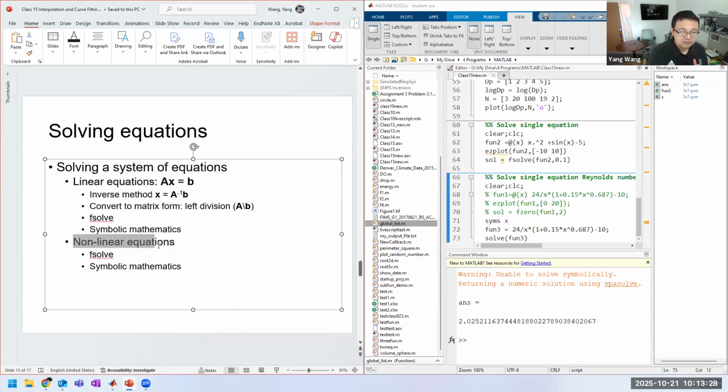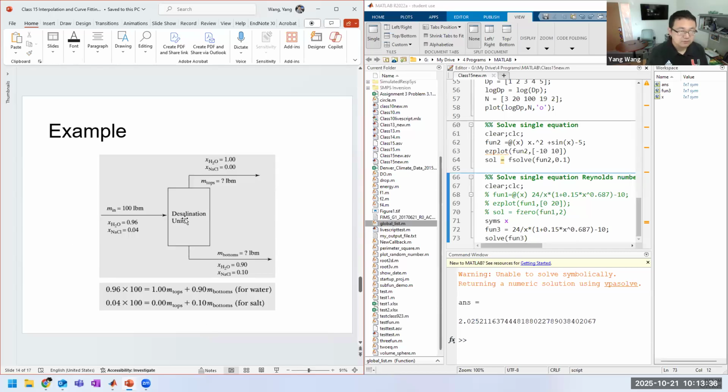So what about nonlinear equations? For nonlinear equations, we can only use fsolve or symbolic mathematics. So what I mean is that, for example, we talked about this mass balance problem. It's talking about a desalination unit. You have the input flow that has water and salt that is separated into pure water on the top branch, and then the salty water in the lower branch. And we set up the mass balance of water equals the water from the top and the water from the bottom, right? And the mass balance for the salt is the salt from the total inlet equals the salt from the top, which is 0, and then the salt from the salty water, okay?